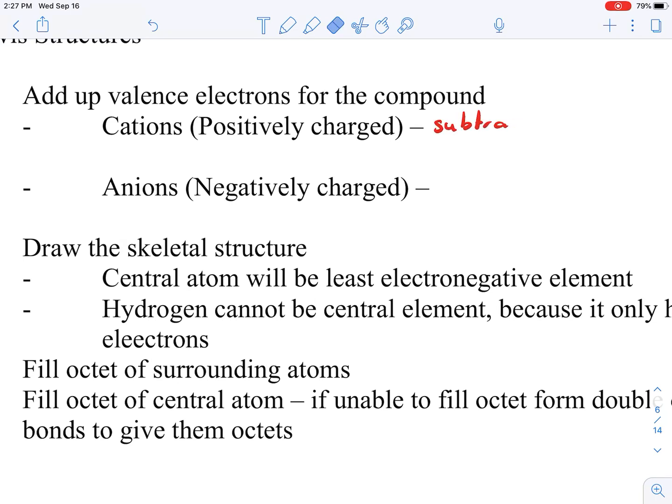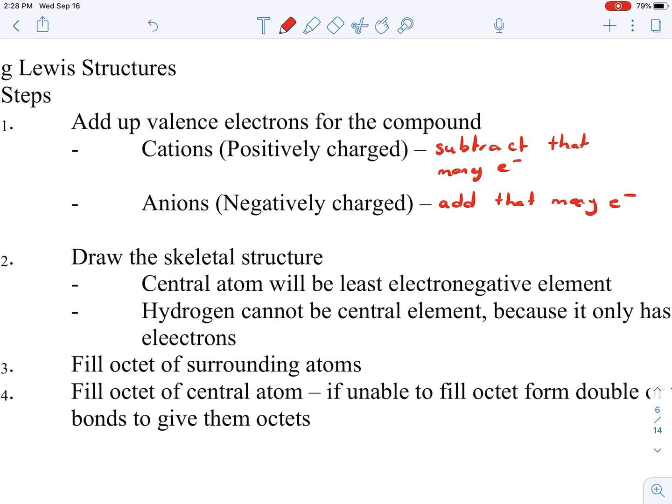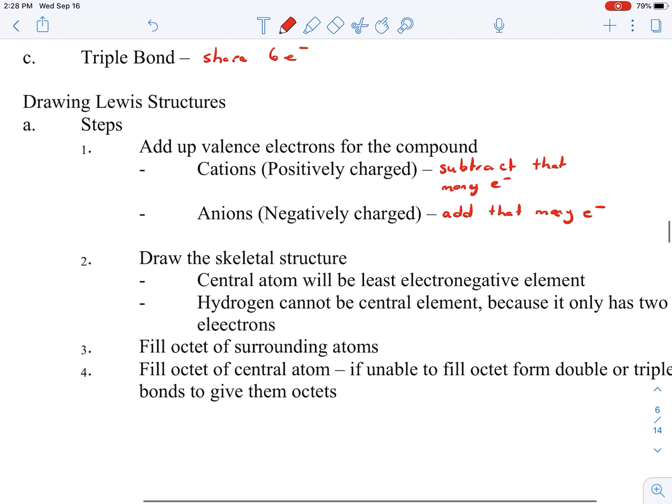Subtract that many electrons. If we have anions, that means they're negatively charged, we will add that many electrons based on the charge. If we have a +1, we'll take away 1. If we have a -1, we would add 1 electron. So that's step 1. Finding out how many electrons we're going to place is really what it comes down to.